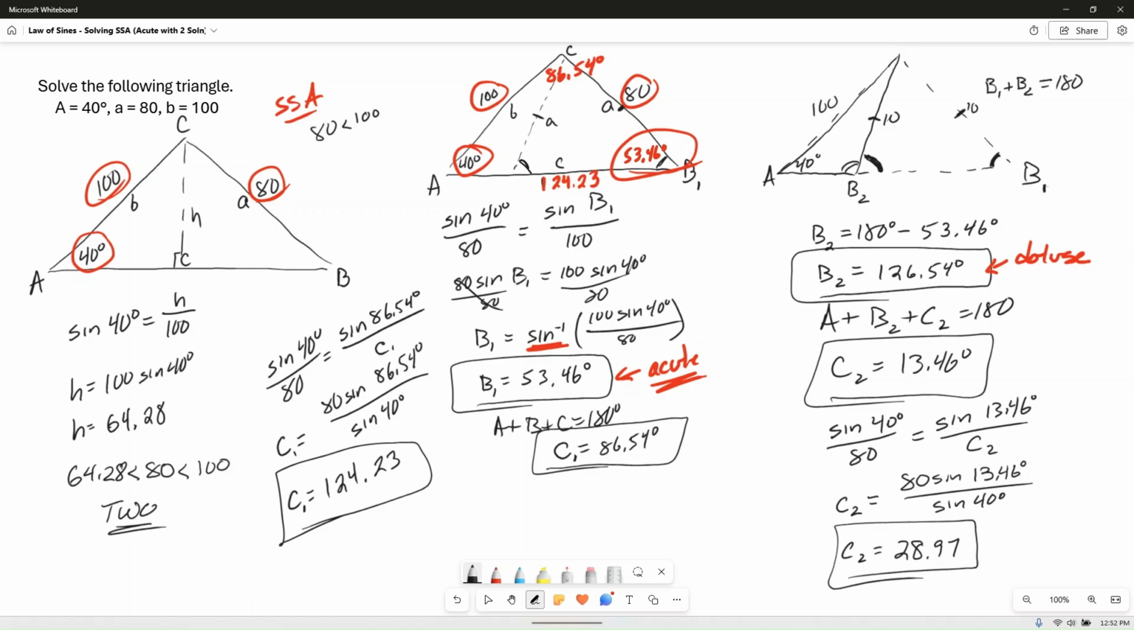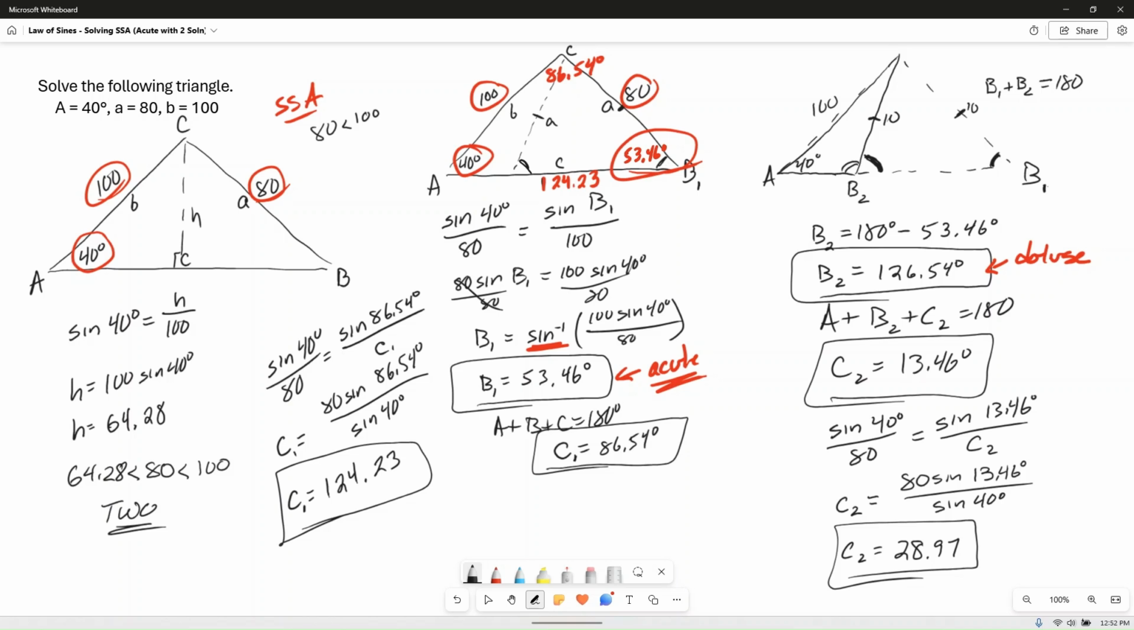Okay. Again, just to verify that our proportionalities remain true, look at the first triangle. For our first triangle, angle C is the biggest at 86.54 degrees, and its opposite side, C, is the longest at 124.23. Angle A is the smallest at 40 degrees, and side A is 80, which is the smallest. So our proportionality remains true there.